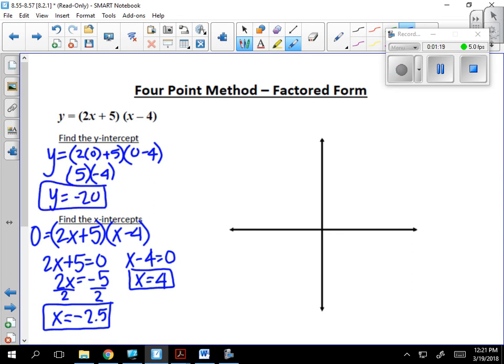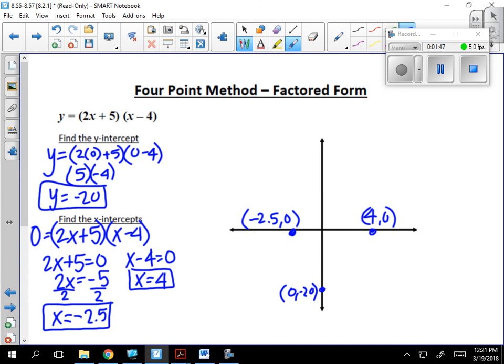So I'm going to go over to my graph and I'm going to plot those points. So -2.5, we'll say it's about there. Oops, that is not the right coordinate pair. The x should always go first, and then the y value. And (4, 0). And then we can just do a little bit of an estimation and say that our y-intercept is going to be about there, depending on our scale.